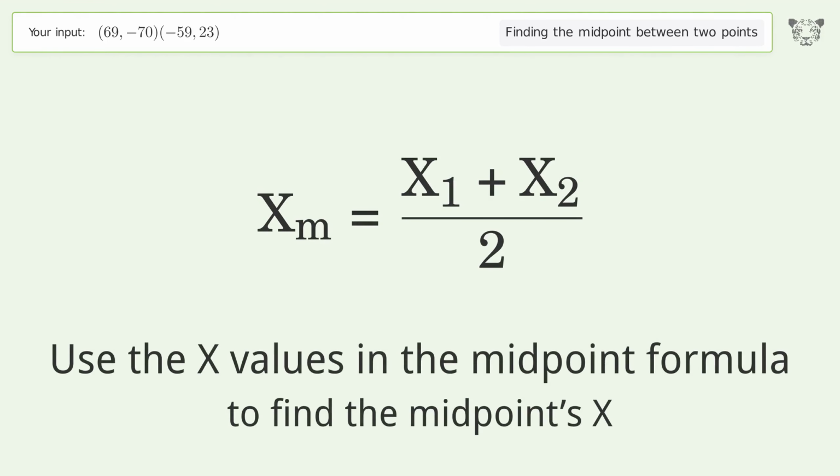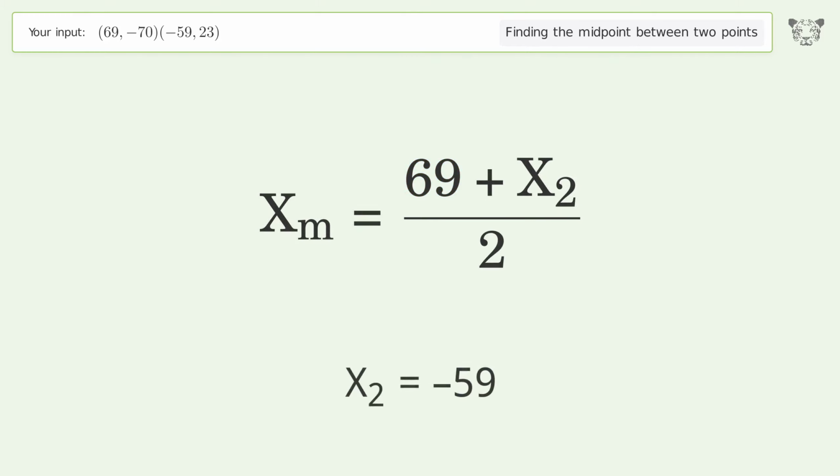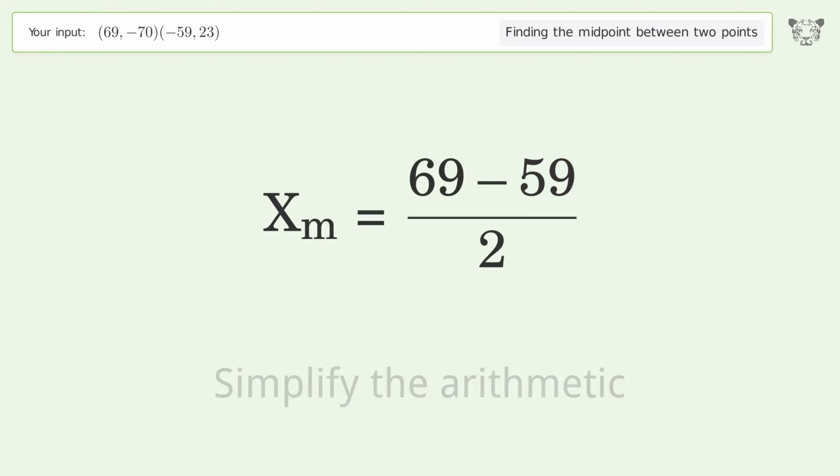Use the x values in the midpoint formula to find the midpoint's x. x1 equals 69. x2 equals negative 59. Simplify the arithmetic.